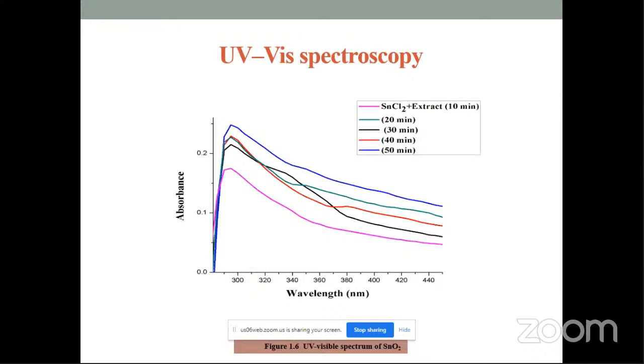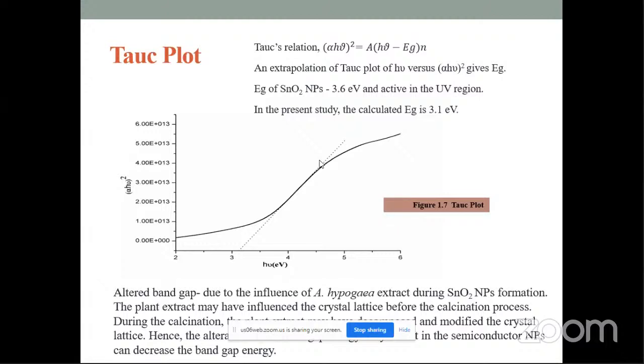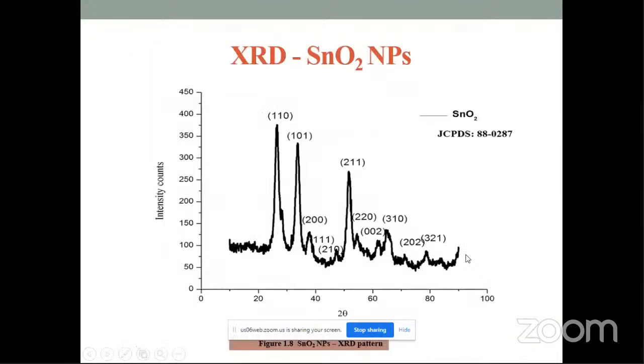We find the absorbance in the range of 200 to 800 nanometers, and the absorbance peak was observed every 10 minutes. You can see the change from a clear solution to a precipitated solution as time increases. That confirms the UV visible spectroscopy. And we are able to get the band gap using the Tauc plot. From the Tauc plot, we get a band gap value of about 3.1 electron volts, because this material is very useful with a band gap of the order of 3.1 electron volts.